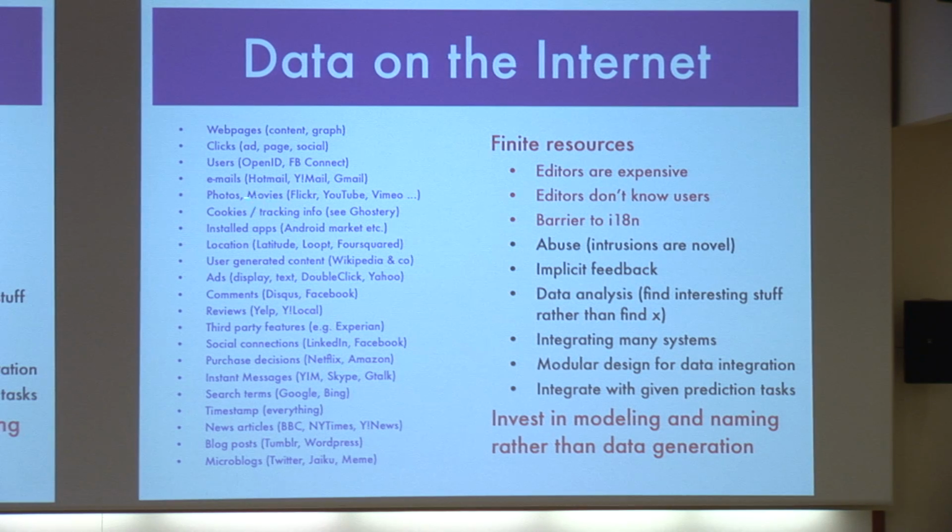Photos, movies. So Flickr, YouTube, Vimeo, and so on. They actually store a lot of content here. And I think we're barely scratching the surface of content analysis on video. Cookies and tracking info. So if you don't know how much is going on in your browser, I strongly recommend that you install Ghostery on your machine in Firefox or Chrome. And it'll show you all the tracking that's going on.